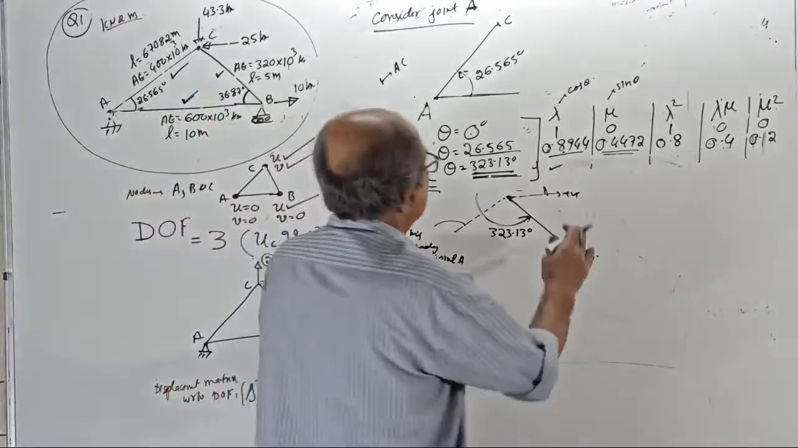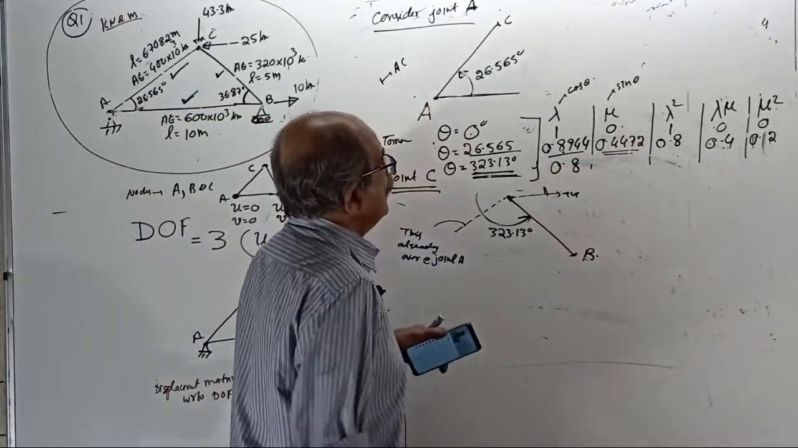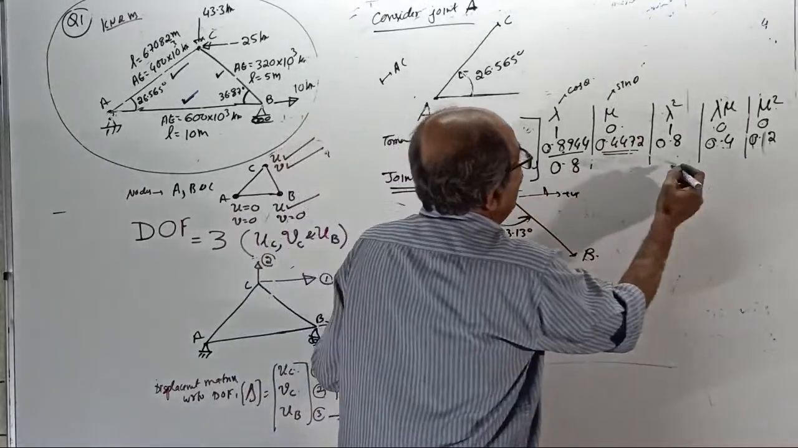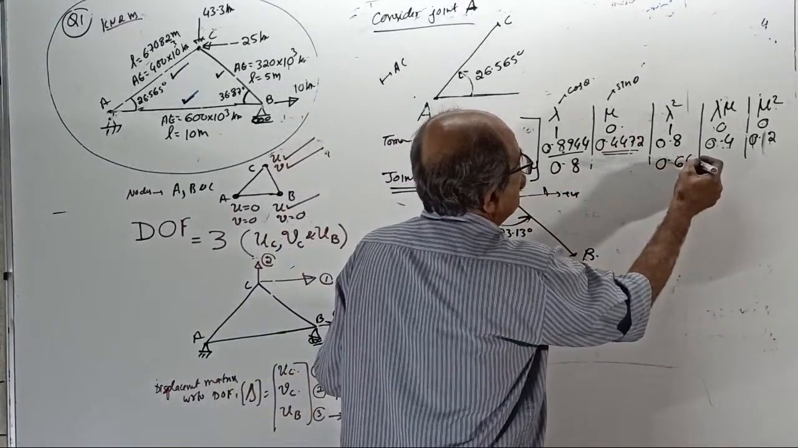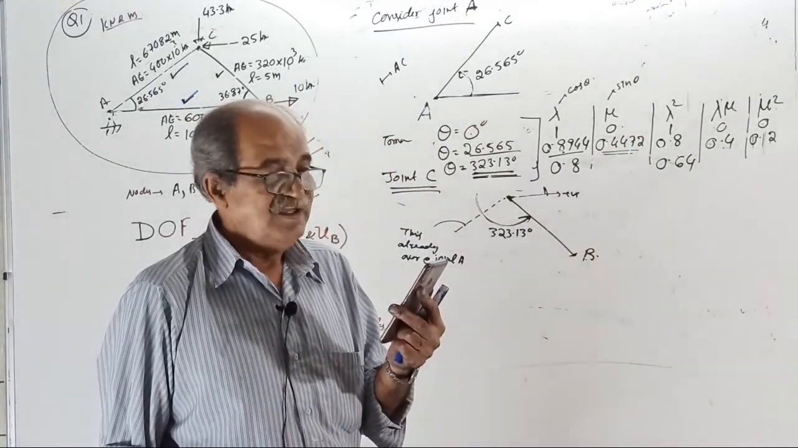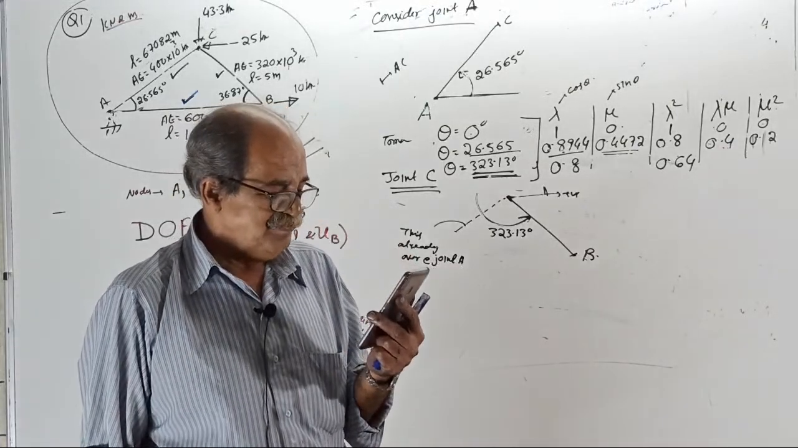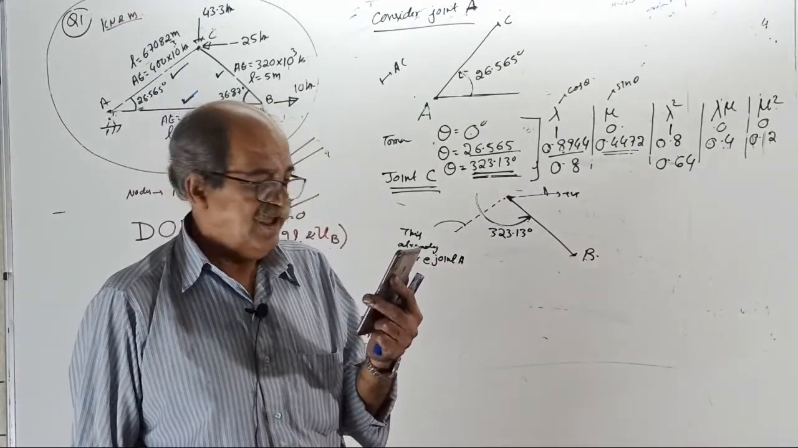0.8. Okay. Tell me what is mu. Lambda square, 0.64. Okay. What is mu? I know it is 0.6. Answer. I know it is 0.6. I know it is the 3, 4, 5 rule.